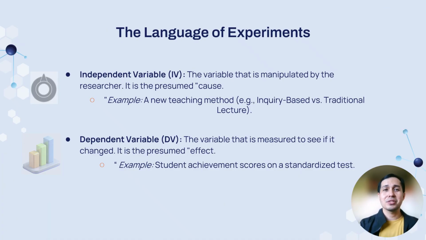To talk about experiments, we need a shared language. Let's cover the key terms. First, the independent variable, or IV, is the presumed cause. It is the variable that is manipulated by the researcher. For example, it could be a new teaching method, like inquiry-based learning versus the traditional lecture. Then we have the dependent variable, or DV, which is the presumed effect. It is the outcome that is measured to see if it changes as a result of the manipulation. In our example, this could be a student's achievement scores on a final exam. The specific condition of the independent variable that is administered is called the treatment.